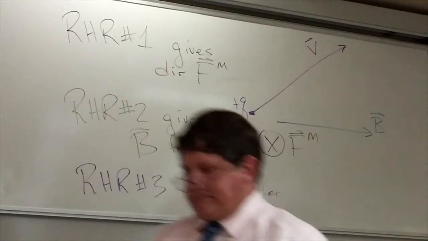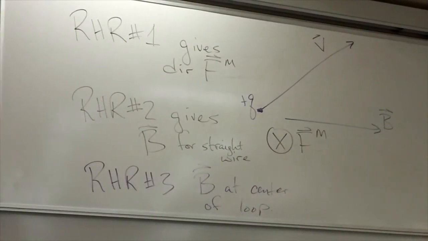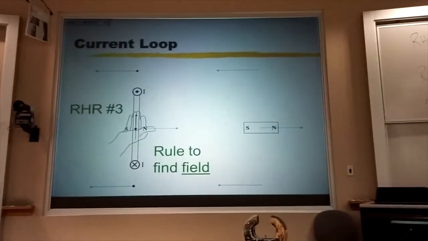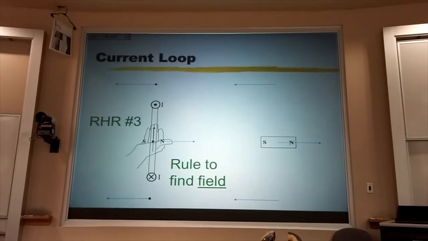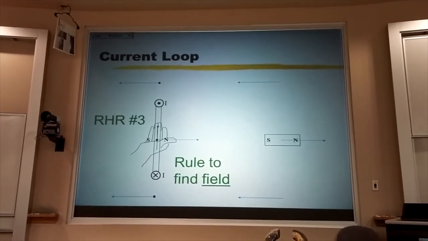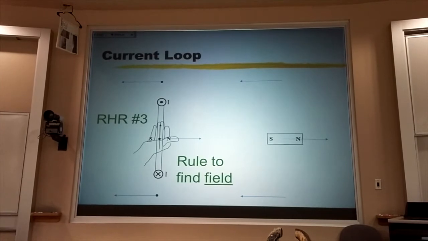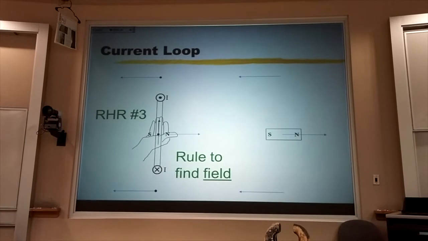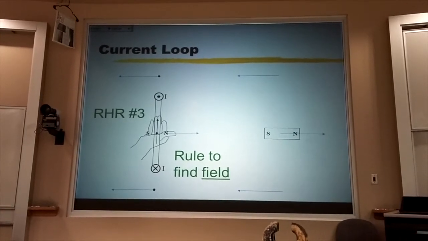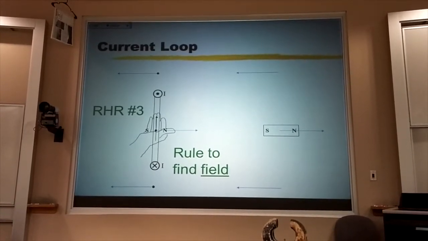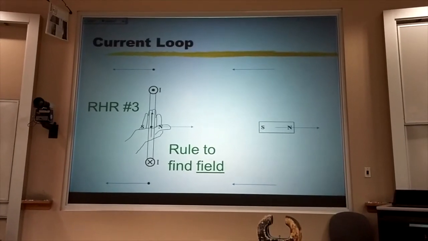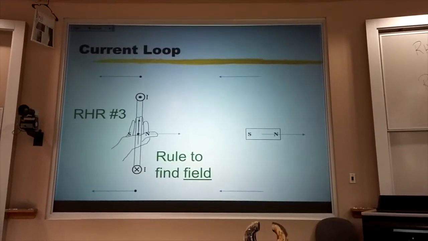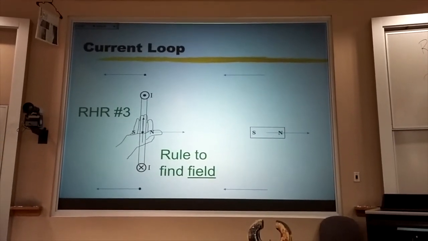Now, here's my message to you. Problems involving current loops are incredibly hard, until you replace that loop with a little bar magnet, and then you just remember what you learned in the third grade. If I had a little bar magnet here and it was free to rotate, which way would it rotate? As soon as you replace a loop with a bar magnet, every single one of those problems becomes trivial if you think like a third grader.